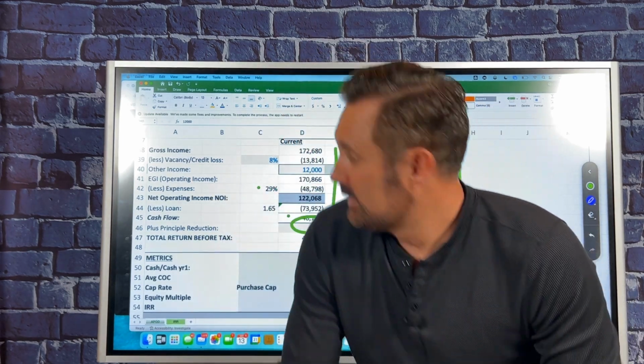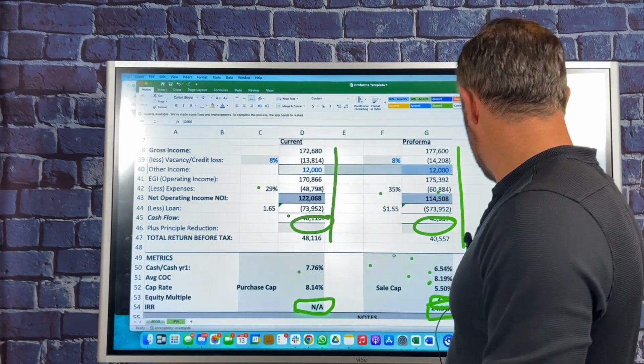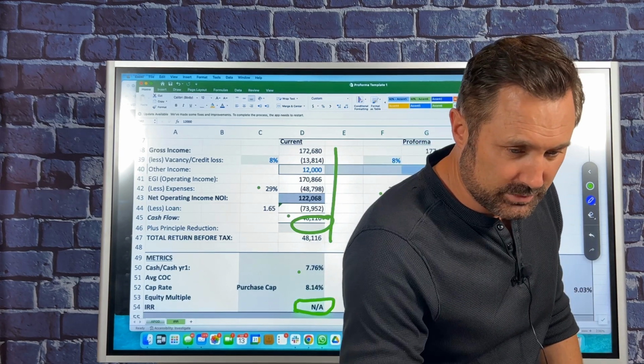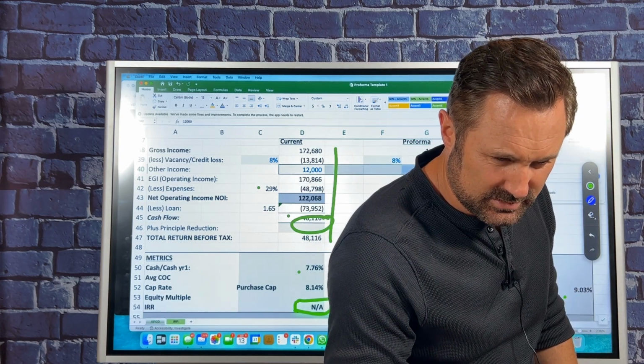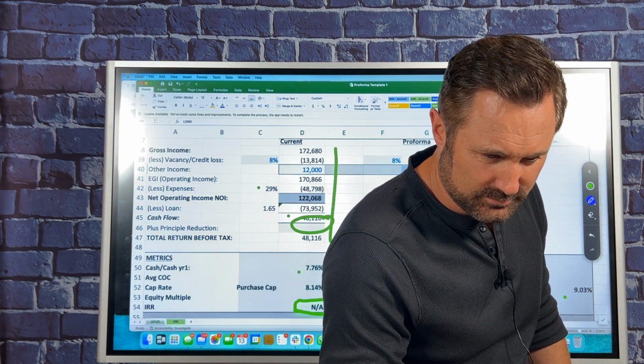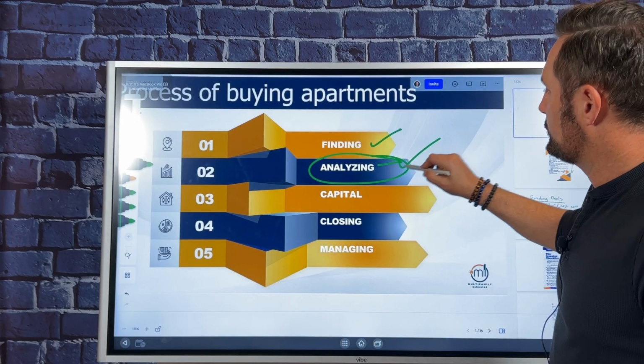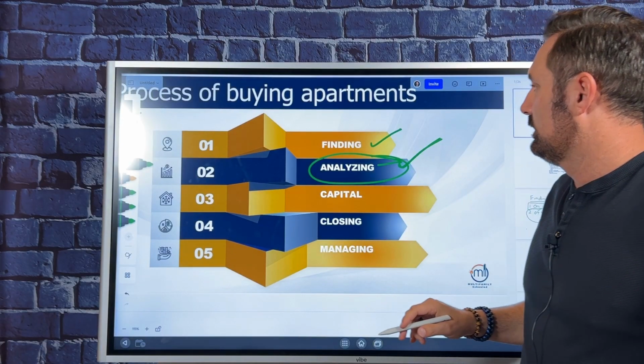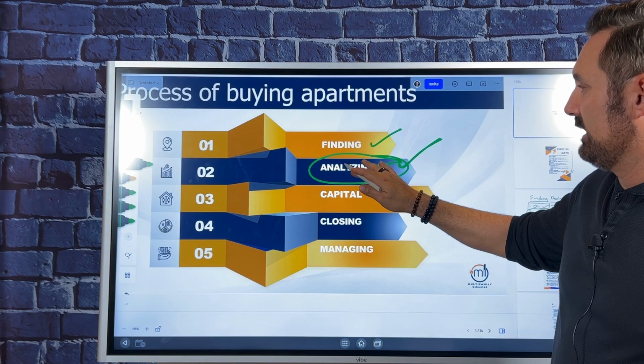So that is how you would typically analyze a deal. That is section 2, analyzing the deal. We found them, and now we've analyzed them.